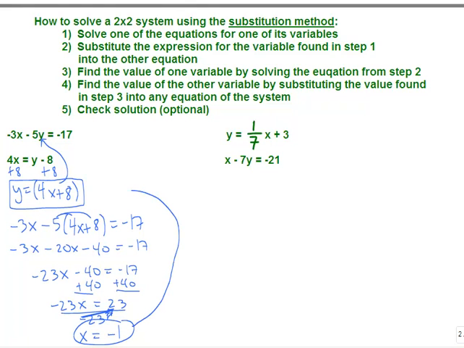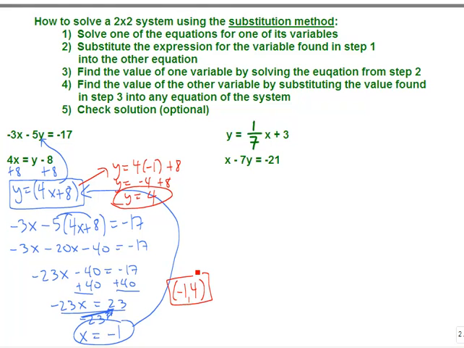So that's where we're going to go back to our box over here, and we're going to substitute in negative 1 for this x. So this is going to become y equals 4 times negative 1 plus 8. So negative 4 plus 8, and that gives us y equals 4. So our solution, usually when we write a solution to a system, we write it as an ordered pair. Always put x first and then y. So this would be the solution negative 1 comma 4.